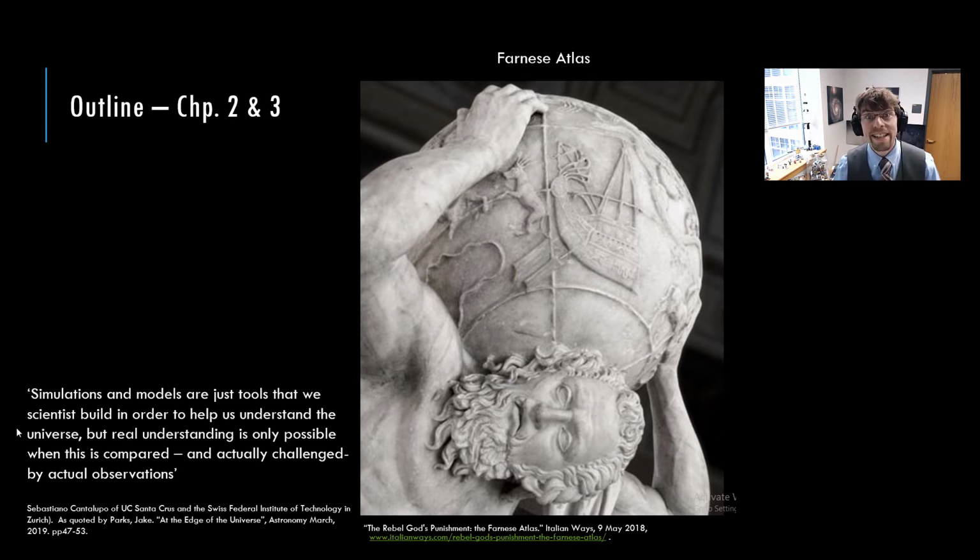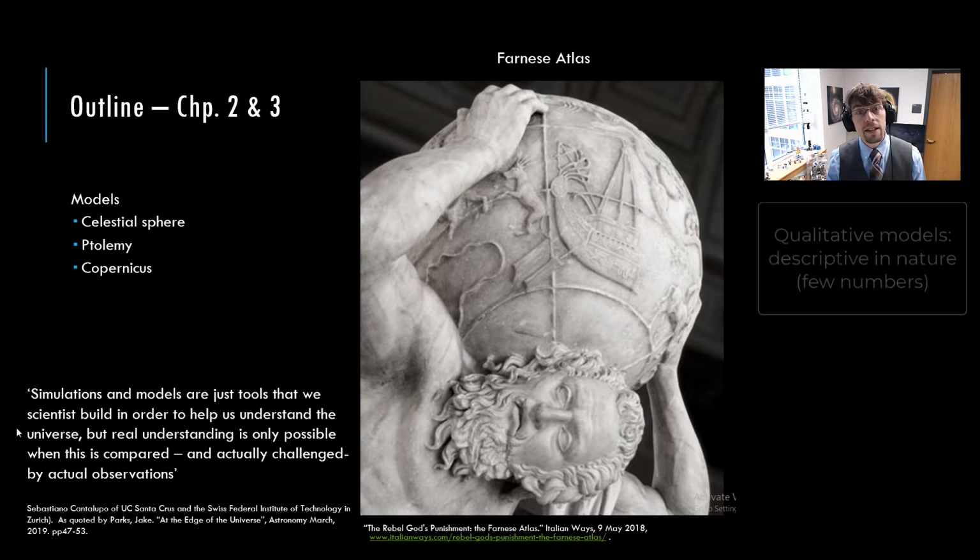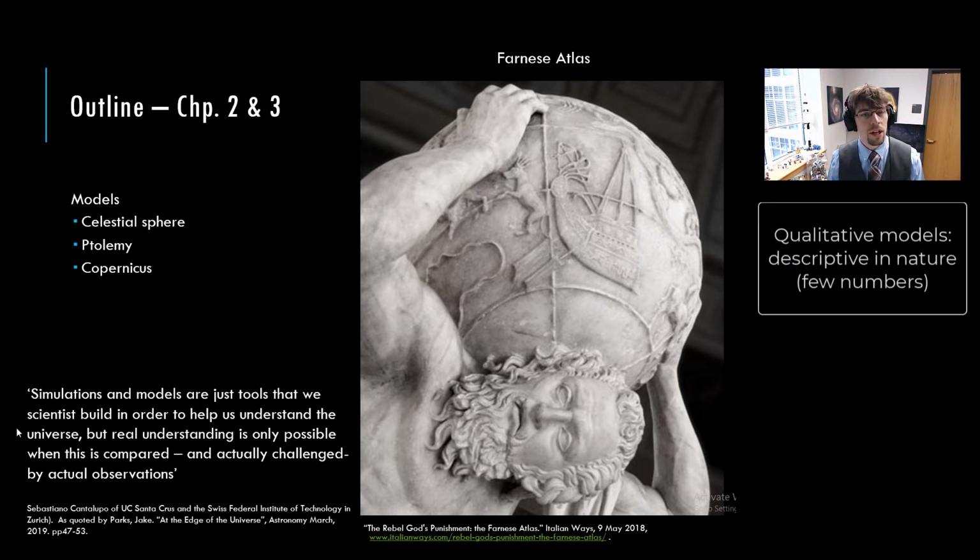So the idea is that we build a conceptualization about how nature works, and then we have to go out and challenge that perception. We have to go out and make observations and see if they challenge how we think things actually work. Okay? So, as I've mentioned, we're going to go through and discuss several different models that appear in the historical development of astronomy.